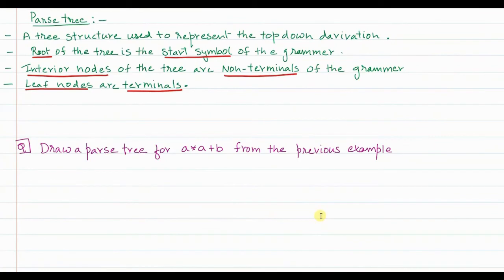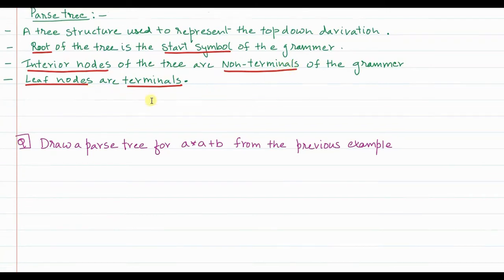Now coming to the next concept, a very important concept called parse tree. A parse tree structure is used to represent the top-down derivation. Whatever derivation we have done in textual form, a parse tree is just a graphical representation of the same thing. The root node of this tree is the start symbol of the grammar. The interior nodes of the tree, the internal nodes, are the non-terminals of the grammar, and the leaf nodes are nothing but the terminals of the grammar.